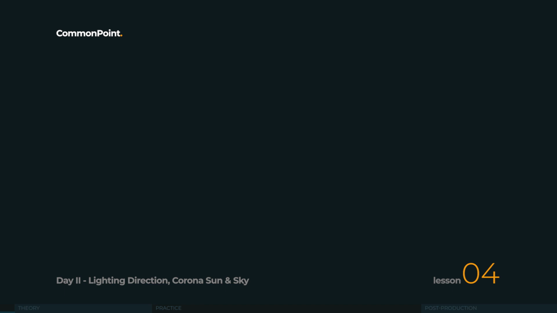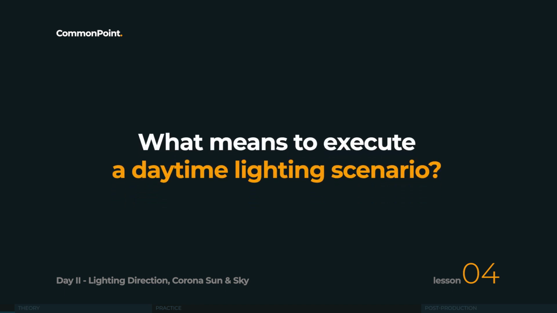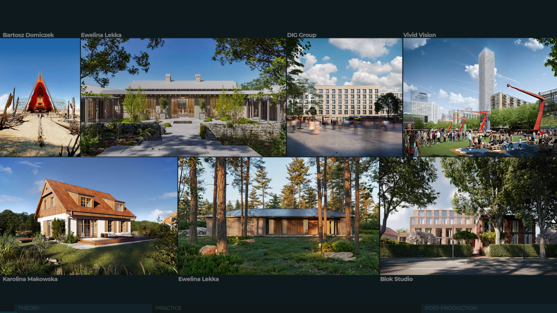Okay, let's dive into the subject of the sun's direction and position first. Let's ask ourselves, what does the client really want when he or she commissions us to execute a daytime scenario? You can say that they want us to show their building in the best light, right? No pun intended. They want to see how the architecture would really look like at this time of the day. They want to see how it is being used.